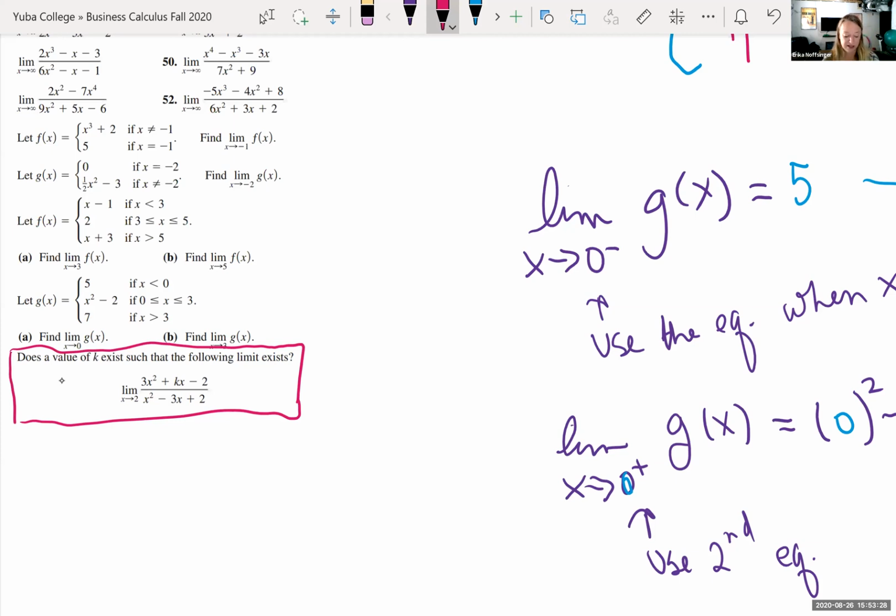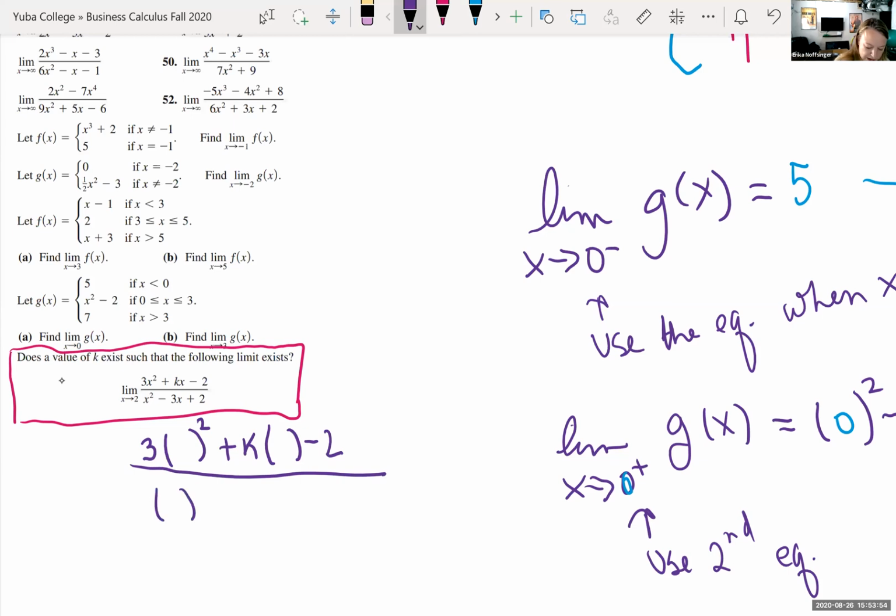So using my limit laws, I can just go in and plug in 2 wherever I see an x here. And so let's just do that. So we would have 3, you see an x, I'm going to put a parentheses, leave it blank for a second. We're going to square that, plus k. I see an x, so I'm going to put a parentheses there. I'm going to come back and put in 2 minus 2, all over, I see an x, so parentheses squared minus 3. I see an x, so another parentheses plus 2.